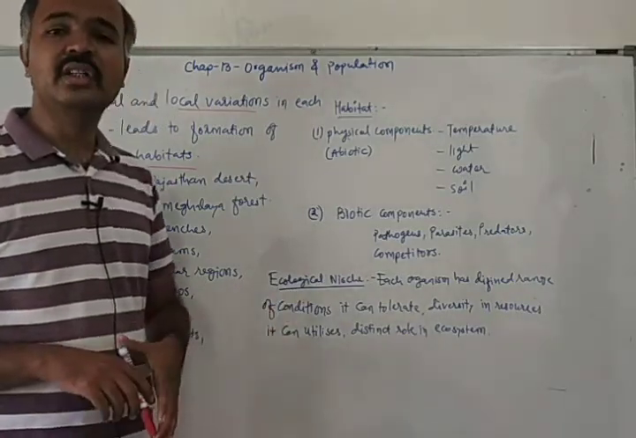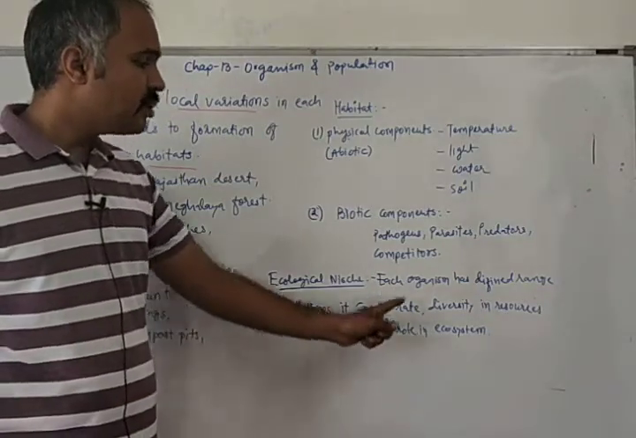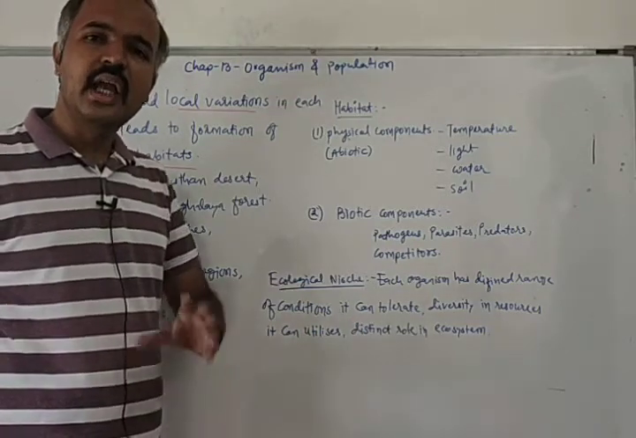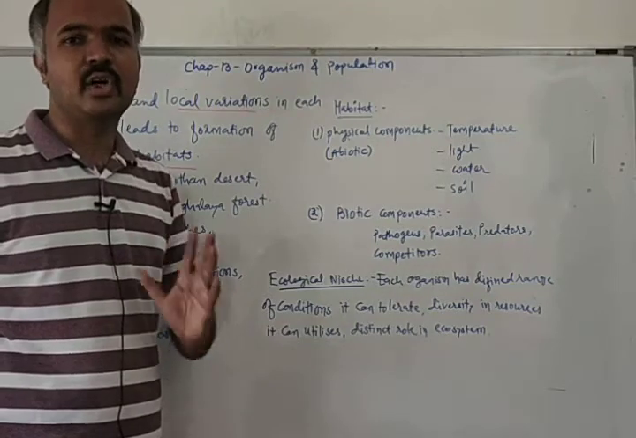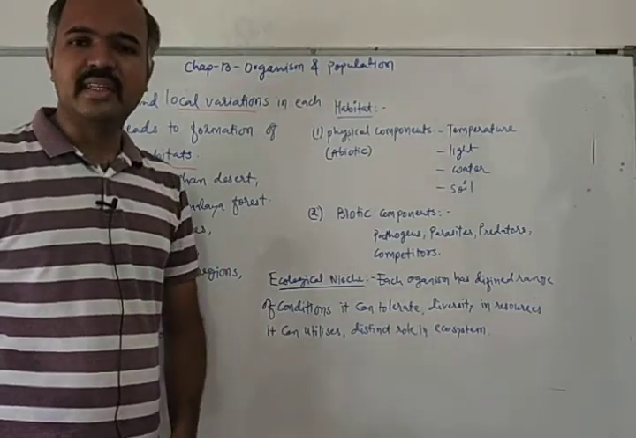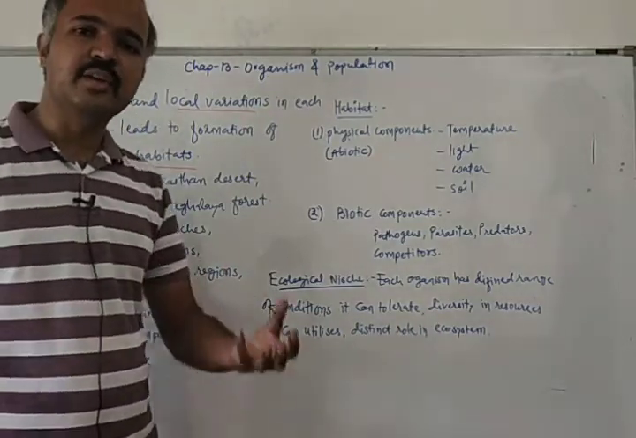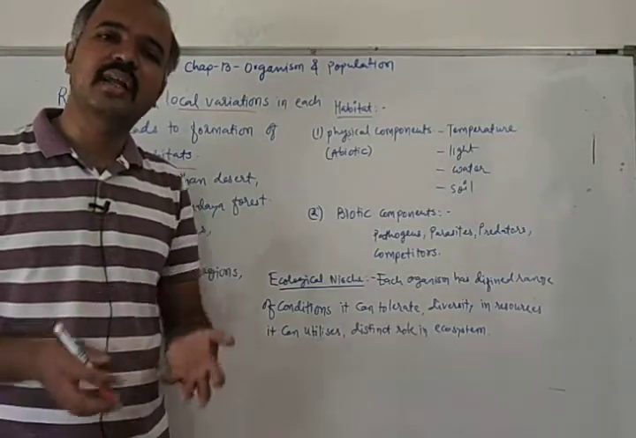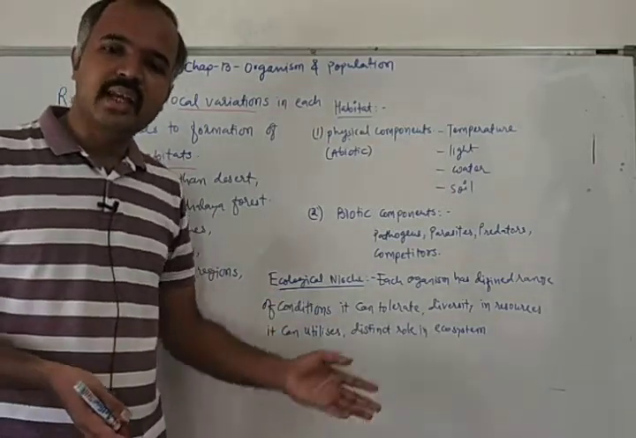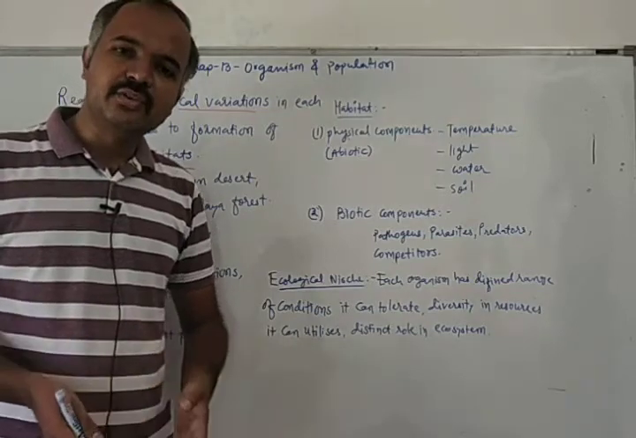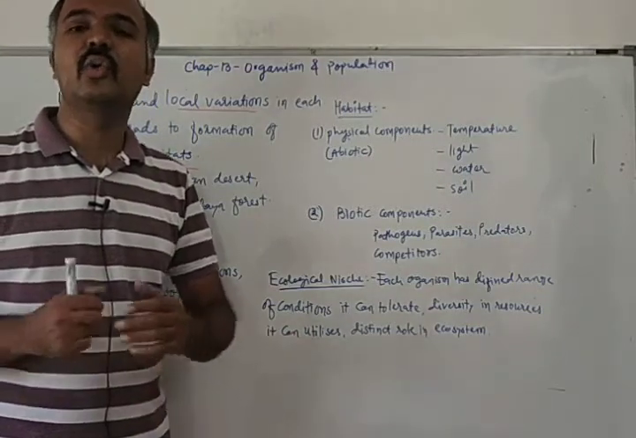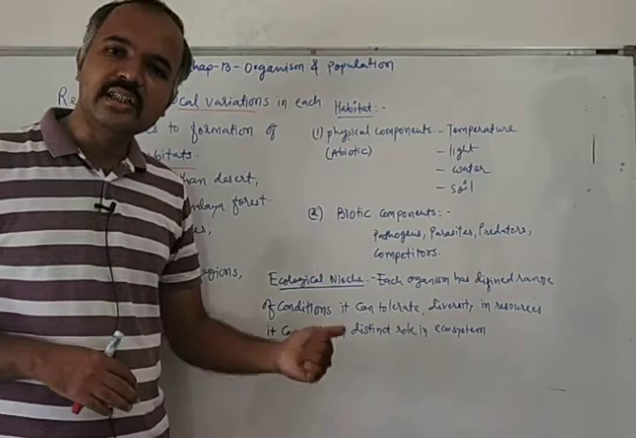Okay. So let's talk about ecological niche. We will define ecological niche. What is ecological niche? Each organism has a defined range of conditions that it can tolerate. And it has diversity in the resources which it can utilize. It cannot utilize all resources; organisms utilize different resources. And each organism will have a distinct role in the ecosystem.